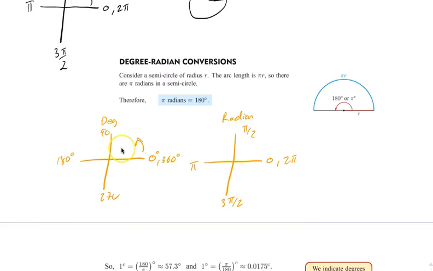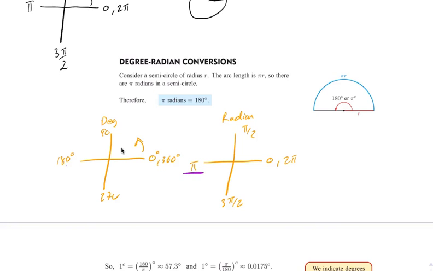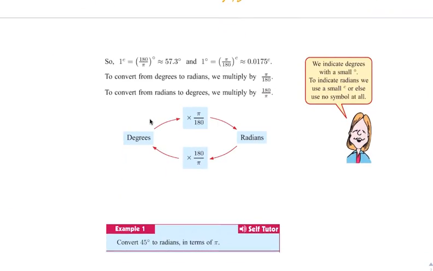So how do we convert from one to the other? The key here is right there at pi. When we talk about degrees and radians, we know that pi radians is equivalent to 180 degrees. So we're going to use that as our jumping off point to convert from radians to degrees when we want to. And the form is pretty simple.